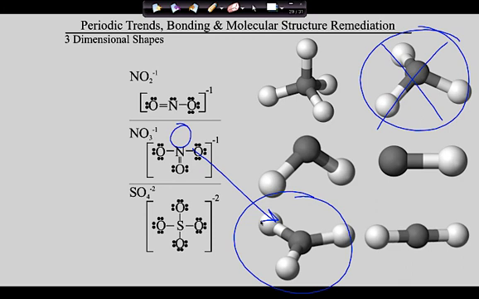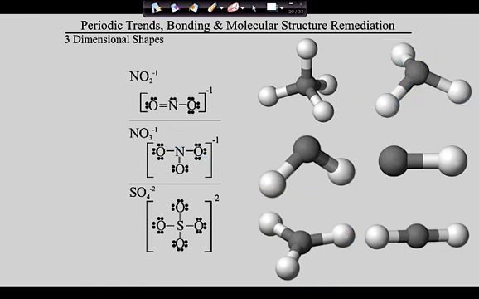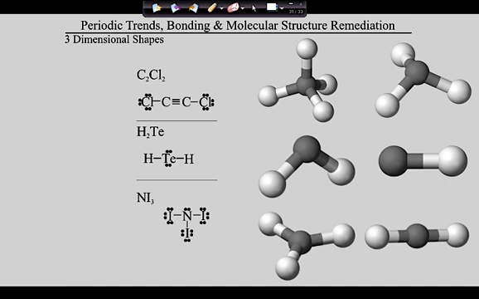Again, because we've got 3 regions of bonding and no unbonded electrons, meaning this tends to be flat, it would be the one bottom left. Now finally for this set, down here at the bottom, we have 4 bonds, and the only one it can be is that. Again, you don't need to know the names.